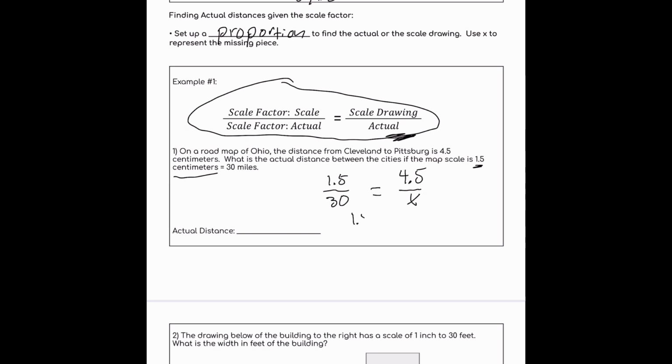That's going to give me 1.5x equals 135. And I'm going to divide by 1.5, divide by 1.5, and I'm going to get x is equal to 90. And we're looking for the actual. In this case, the actual is in miles. As we can remember, the scale is in centimeters. So x equals 90 miles. So 4.5 centimeters on that map actually equaled 90 miles.